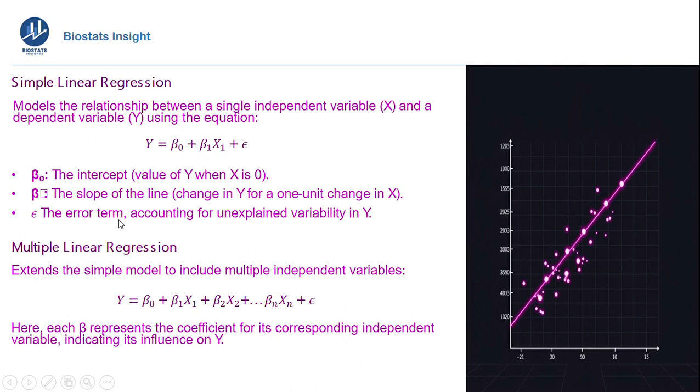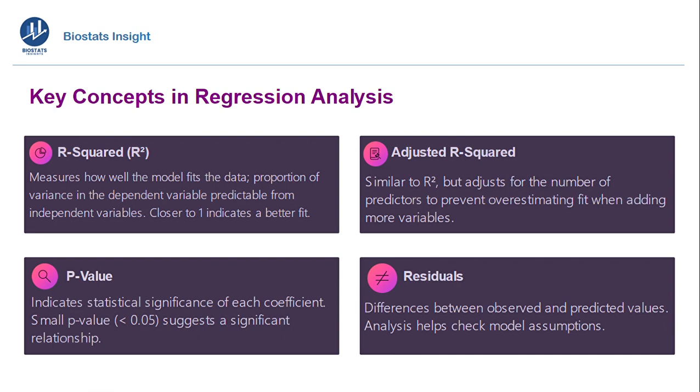The error term follows a normal distribution. In multiple regression we have multiple independent variables that influence the dependent variable. In this graph you can see the straight line, which is the slope of the data, and you can see the points are mostly close to the line.